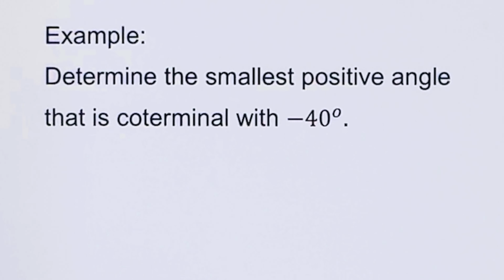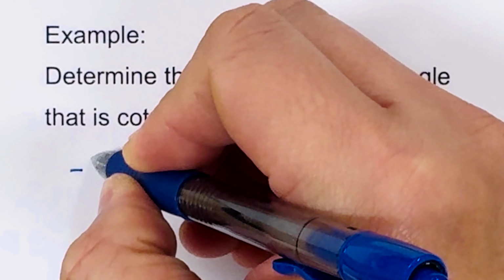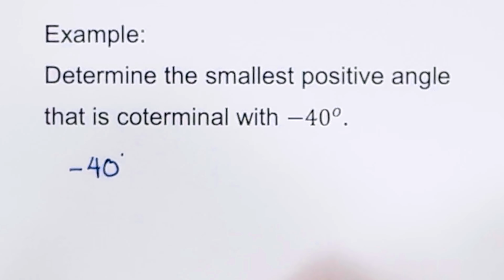Okay, so we go over this example right here. Determine the smallest positive angle that is coterminal with negative 40. So we are given a value which is negative 40. And again, we want to get the coterminal for this.